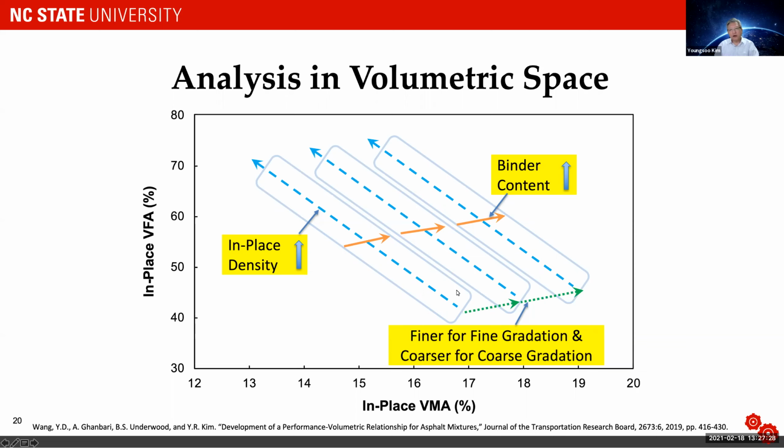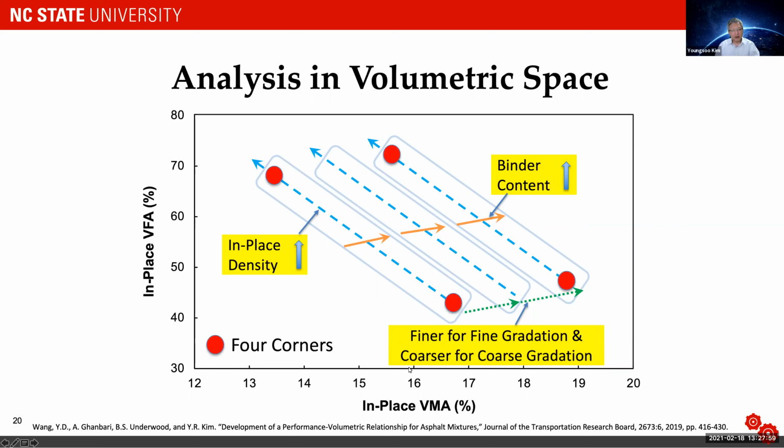Okay? And also gradation-wise, going from here to the right, if it is a fine gradation, then it becomes finer. And if it is a coarse gradation, it becomes coarser. Okay? So if an agency has limits on their volumetric properties, then you can actually define these rectangles. And then we use the so-called four-corner concept.